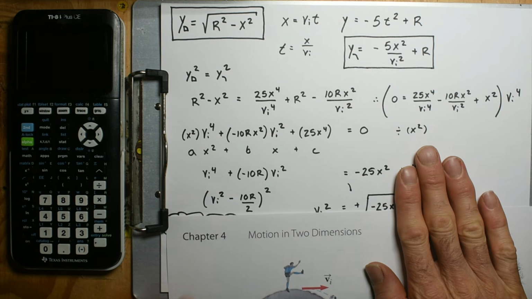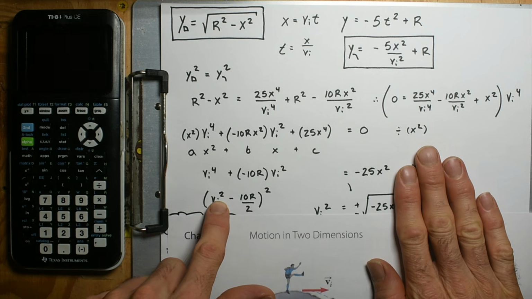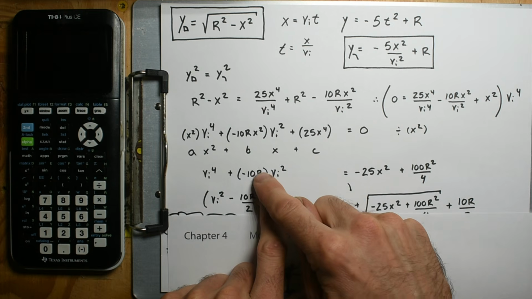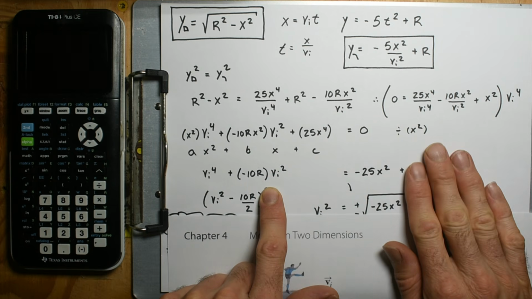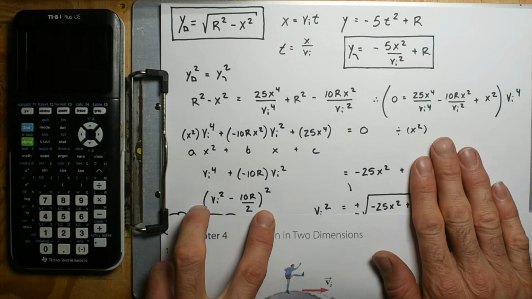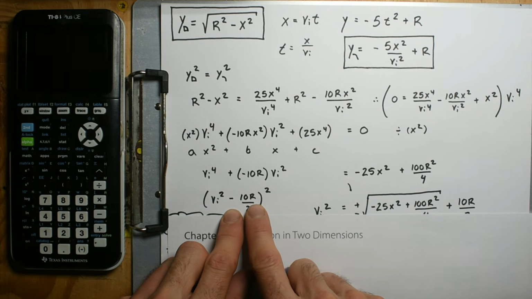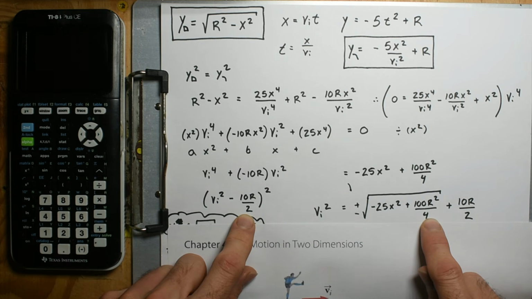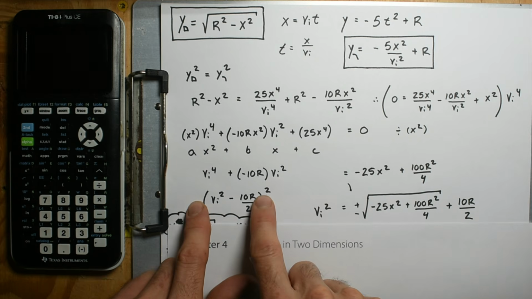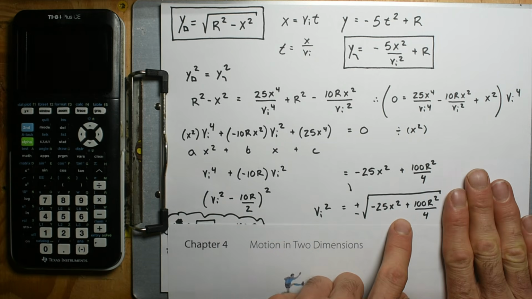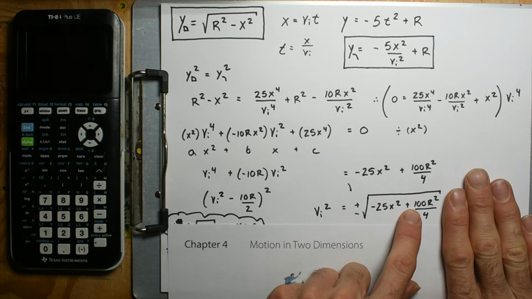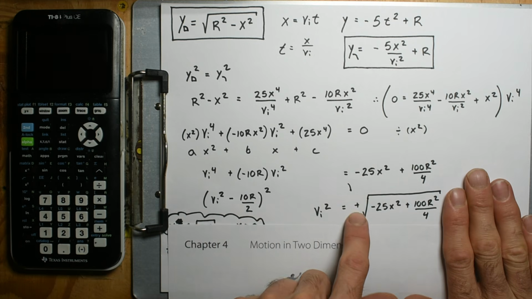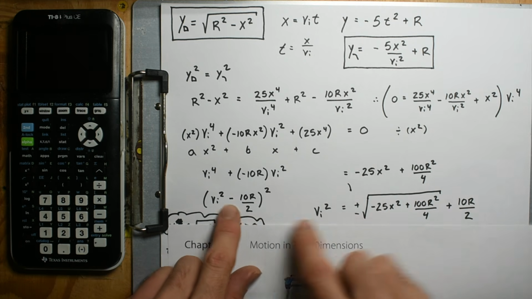And then we say vi squared minus, we're going to have half of that. Cool. And then when we square it, we're going to pick up the extra term, which is this 100 r squared divided by 4. And hell yeah. And now I can take the square root of both sides, plus or minus, and then I can add this to the other side.